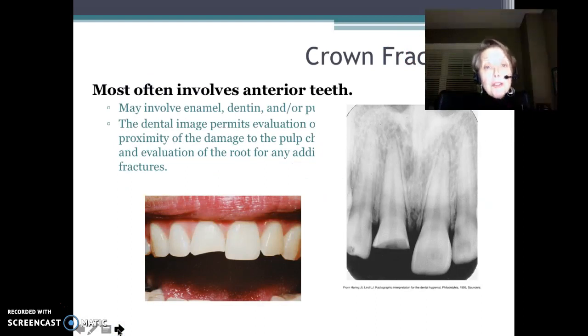So crown fractures, of course, the portion of the tooth that's in the mouth, most often involve anterior teeth. Now, this fracture can involve the enamel, it can involve the dentin and or the pulp. Here you see tooth number 8 with an incisal fracture, certainly into not only enamel, but dentin and pulp. And that image is allowing the dentist to evaluate what type of subsequent treatment that fracture is going to need.